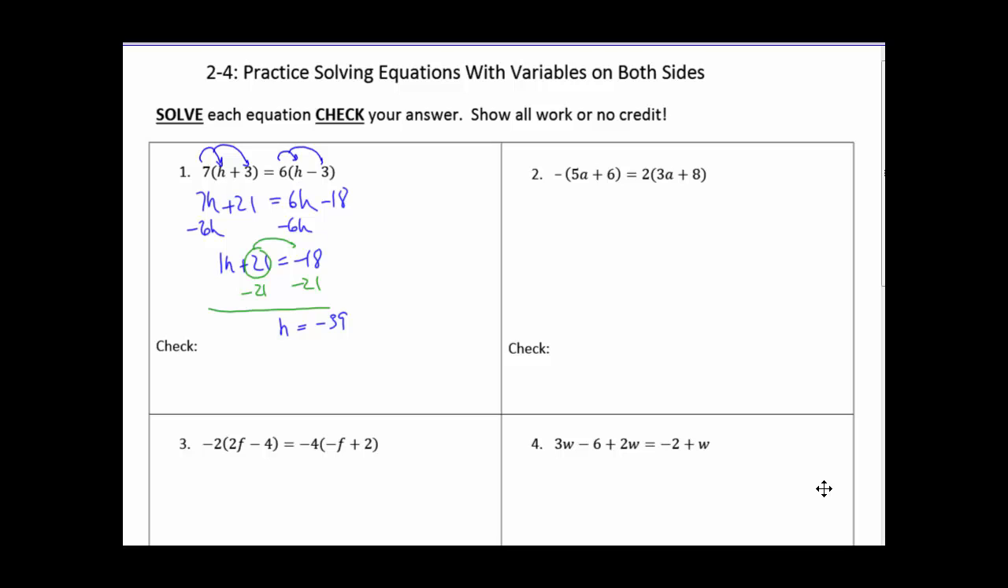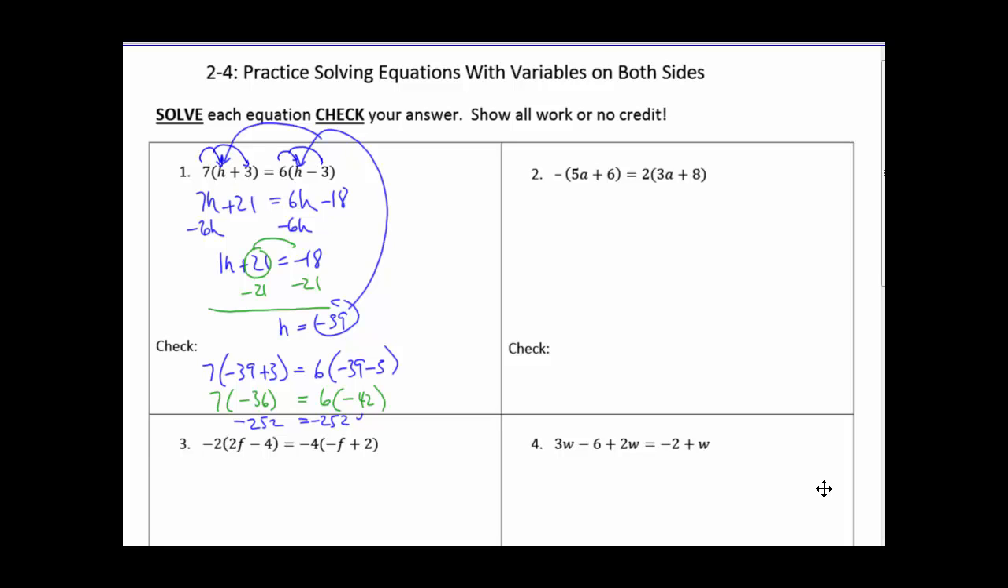Now we need to check just to make sure. So let's take this negative 39 and we're going to input it into this h here and to this h here and see if we get equivalent solutions. We get 7 times negative 39 plus 3 should be equal to 6 times negative 39 minus 3. This gives us 7 times negative 36 and 6 times negative 42, and we get negative 252, which is equal to negative 252. Both are negative. Checks out.